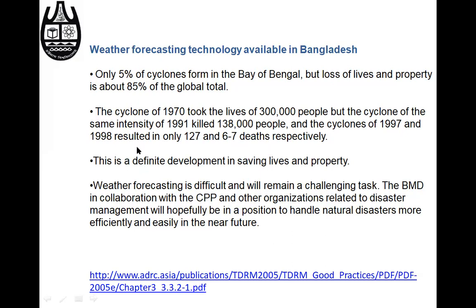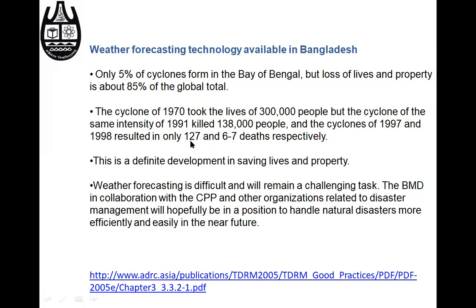And in 2007, during Cyclone Sidr, the number was again very, very minimal. But if you see the speed of the cyclone, the speed of the wind, the speeds are the same. In 1970, it was 225 kilometers per hour; in 1991, also nearly 225; and during Sidr, also nearly 225. So with the same speed of the cyclonic event, you see the loss of life has been reduced greatly.